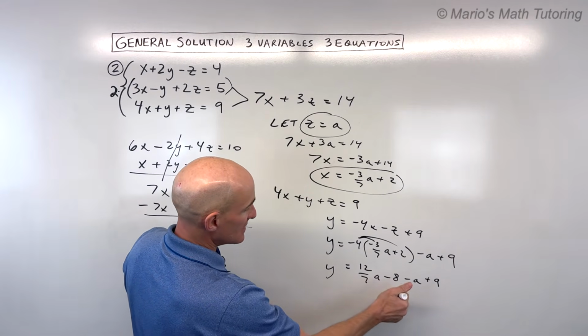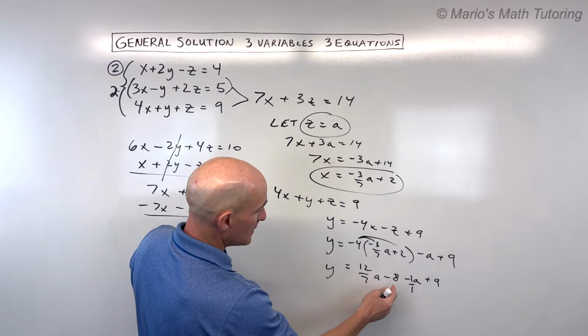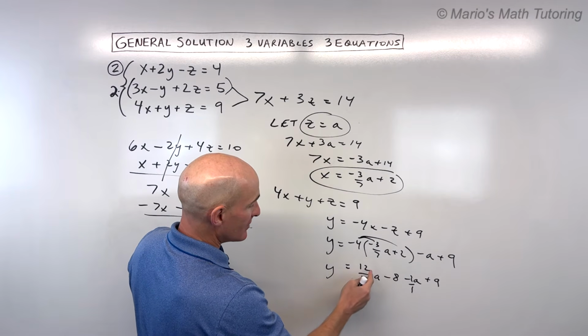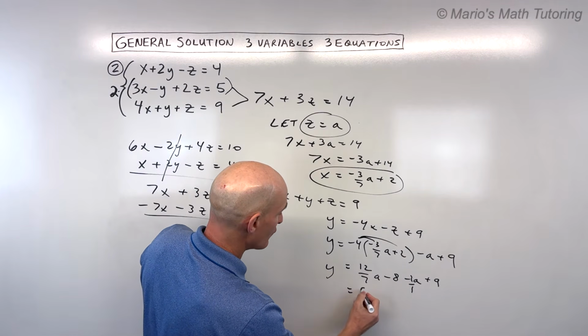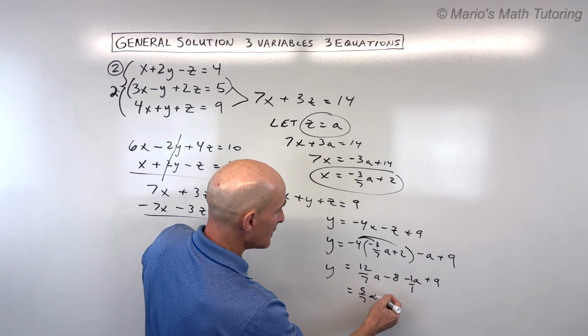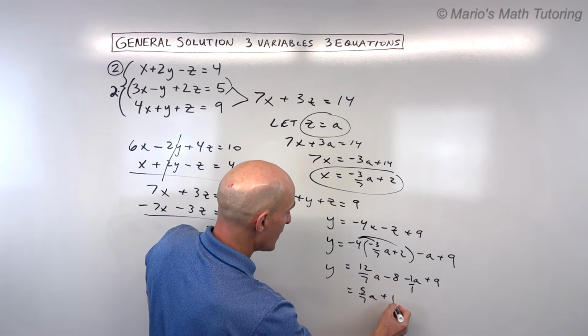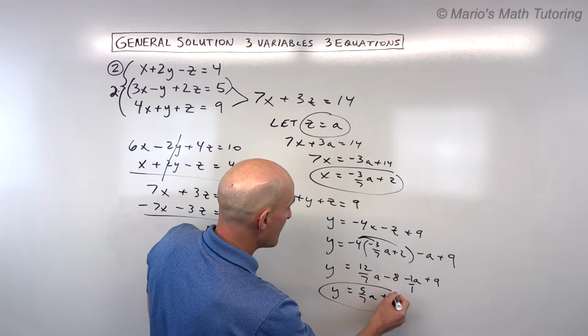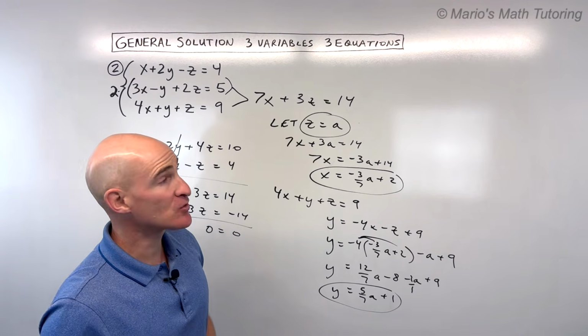Combine like terms, let's see, this is like negative 1 over 1, which is like negative 7 over 7. Plus 12 over 7 is 5 over 7. And negative 8 plus 9 is 1. Now we've got x, y, and z in terms of a. Let's write our general solution.